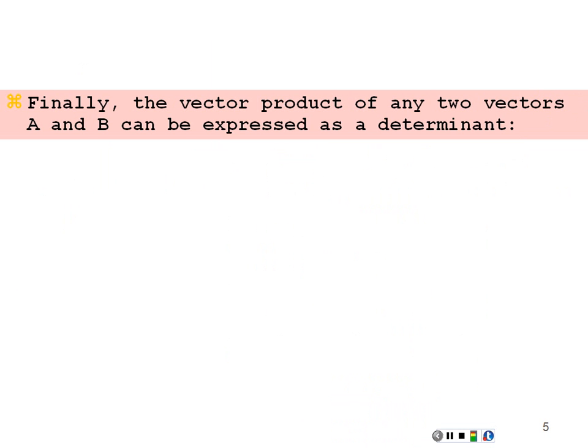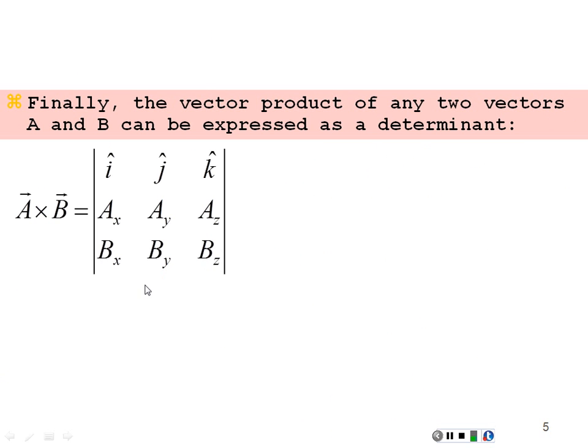Finally, we can do the cross product, or vector product, by using linear algebra, or in other words, the determinant. A cross B is a determinant of this form, where I put my i, j, k vectors in the first row, then my coefficients of the first vector, ax, ay, az, in the second row, and my coefficients of the second vector, bx, by, bz, in the third row. I wish to solve this determinant, and that will be my cross product.